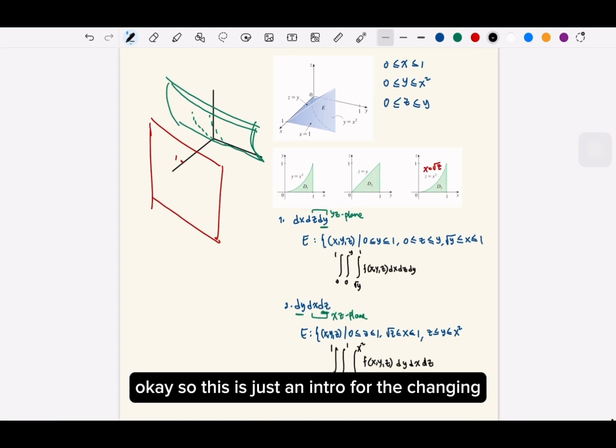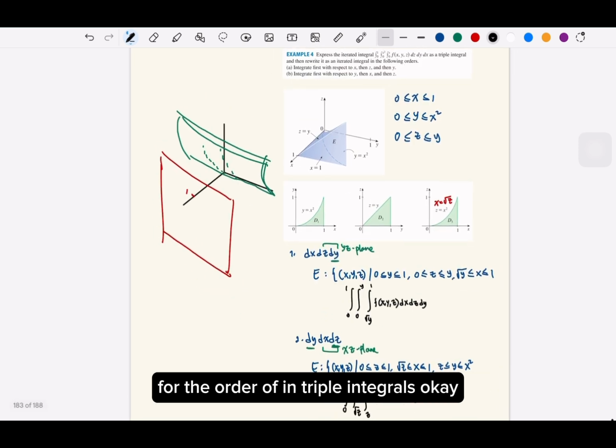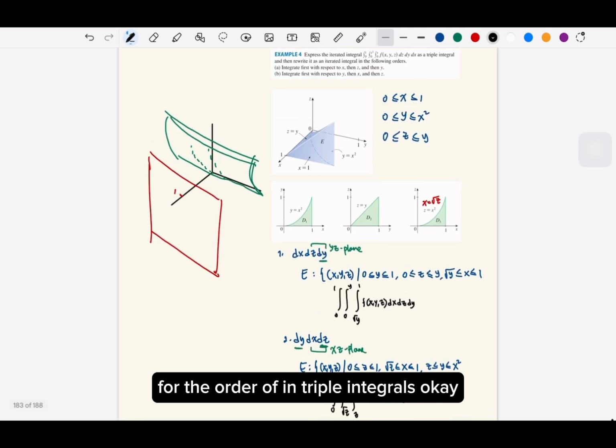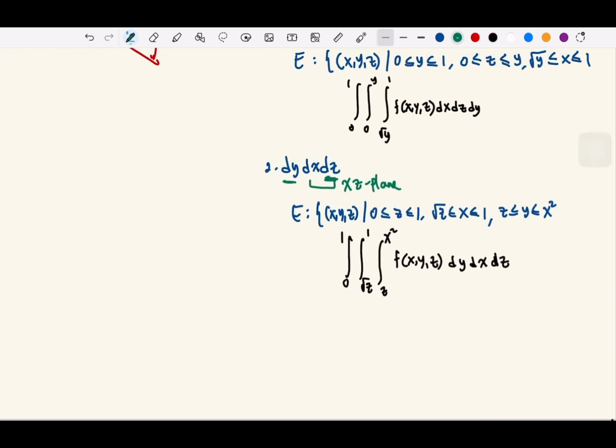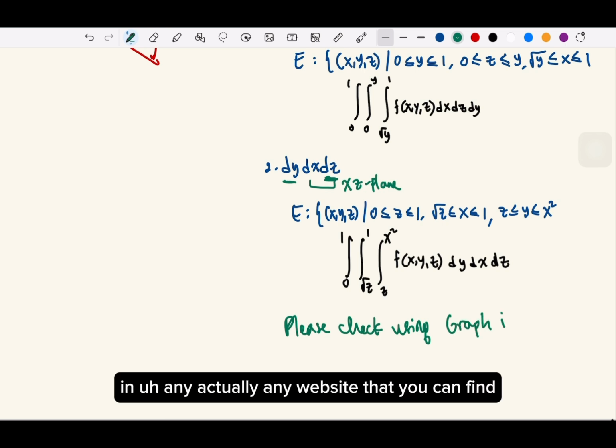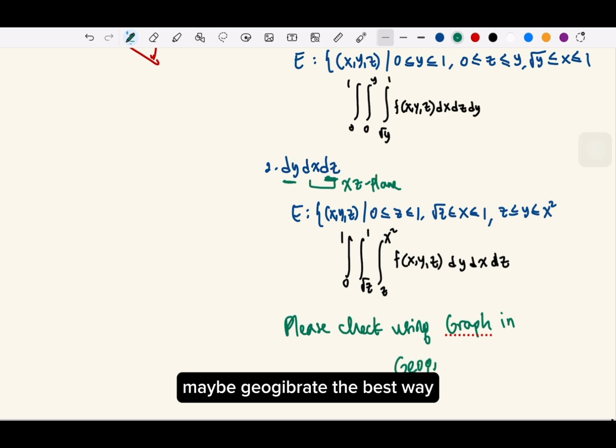Okay, so this is just an intro to changing the order of integration in triple integrals. Let me write here: please check using a graph on any website that you can find. Maybe GeoGebra is the best way. Try the 3D axis.